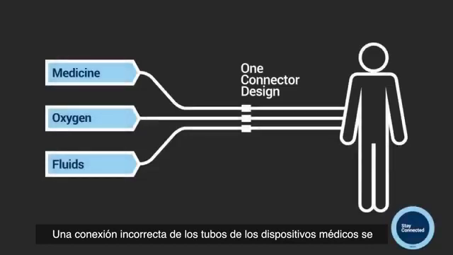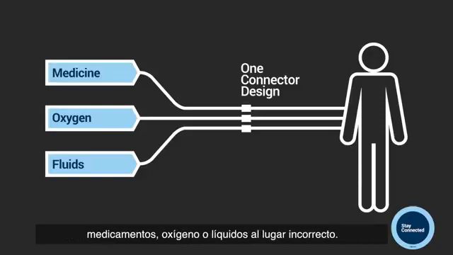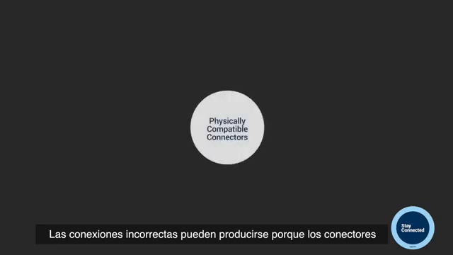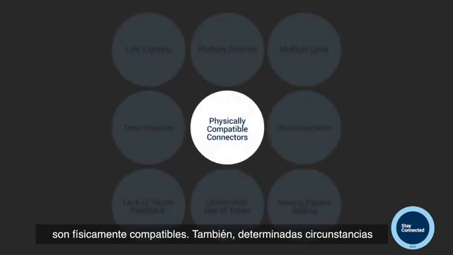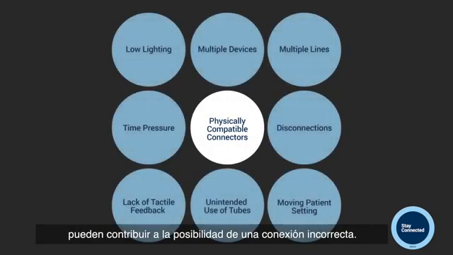A medical device tubing misconnection is when a connection is made between devices that were not intended to connect, unintentionally delivering medication, oxygen, or fluid to the wrong place. Misconnections can happen because connectors are physically compatible, plus certain circumstances contribute to the possibility of misconnection.